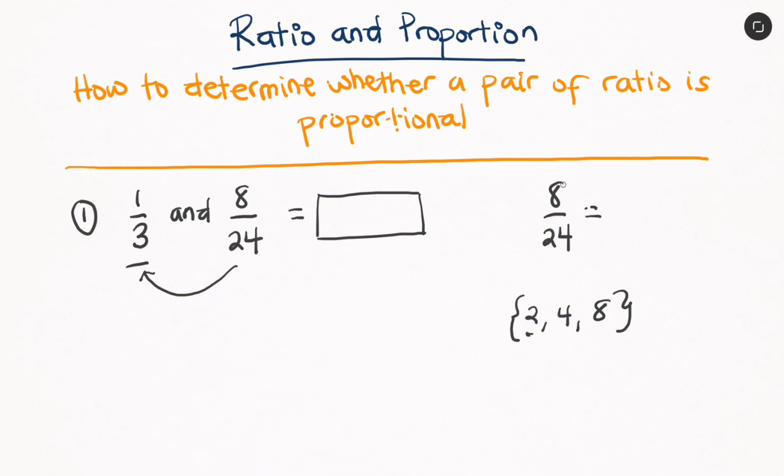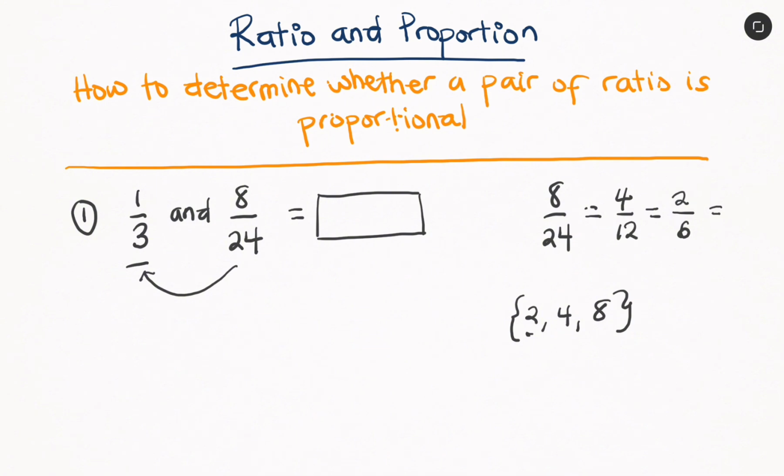So 2 will go into 8 4 times. Then 2 will go into 24 12 times. Now the same 2 again can go into 4 2 times. Then that 2 can go into 12 6 times. So we have this.